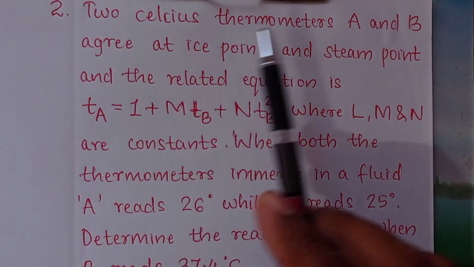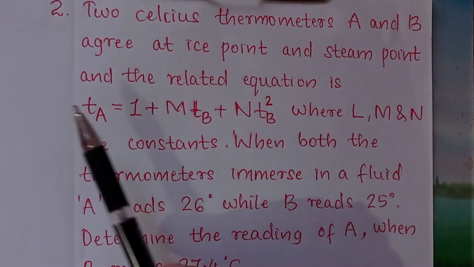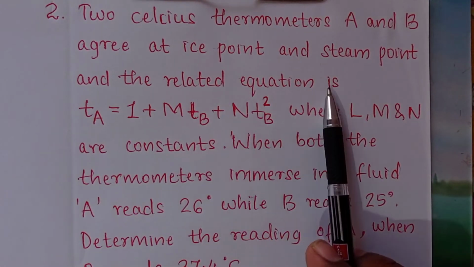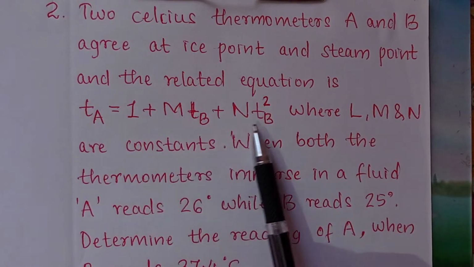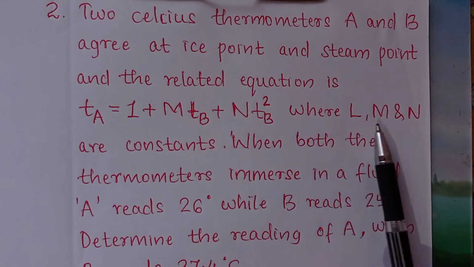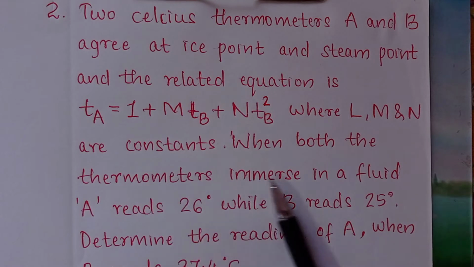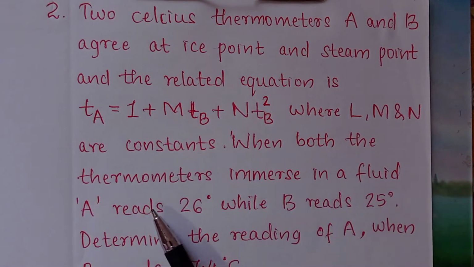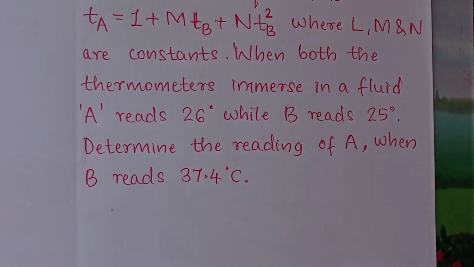Two Celsius thermometers A and B agree at ice point and steam point, and the related equation is Ta is equal to L plus mTb plus NTb square, where L, M and N are constants. When both the thermometers are immersed in a fluid, A reads 26 while B reads 25. Determine the reading of A when B reads 37.4 degree Celsius.